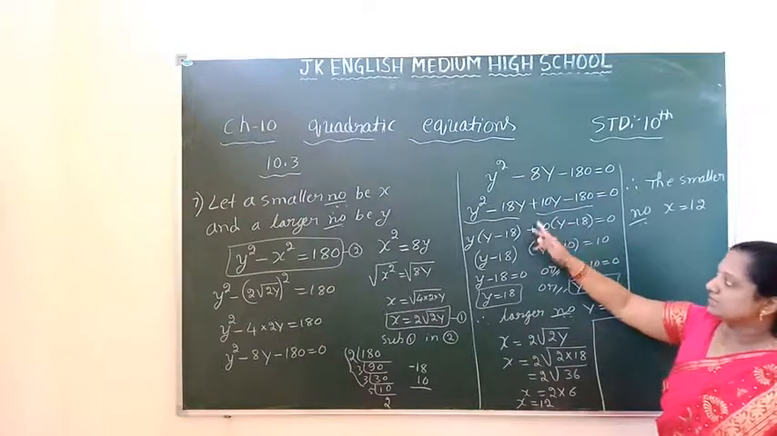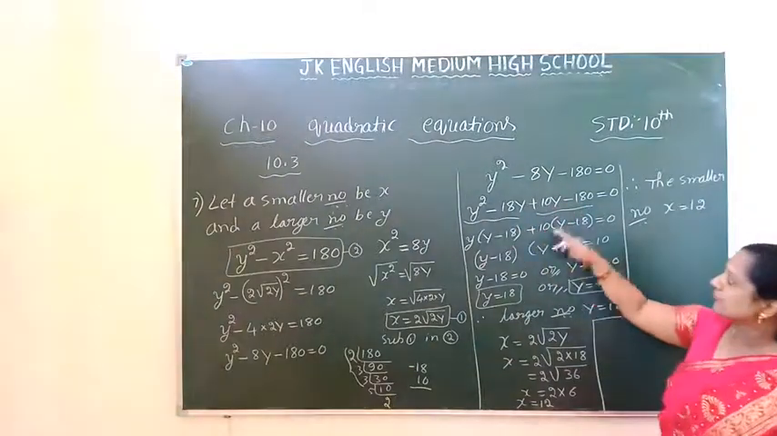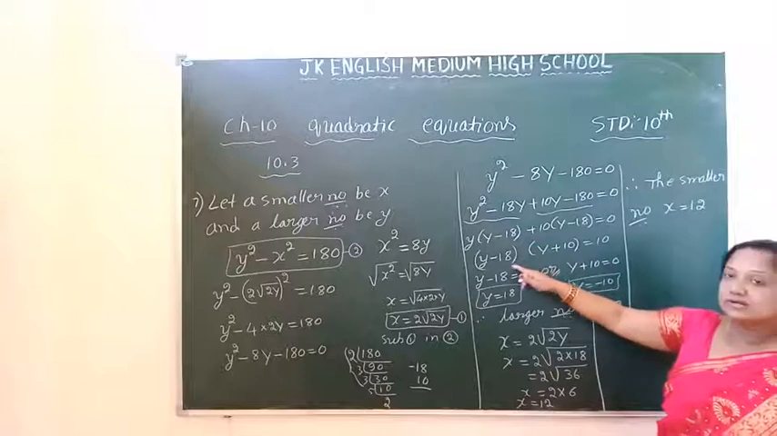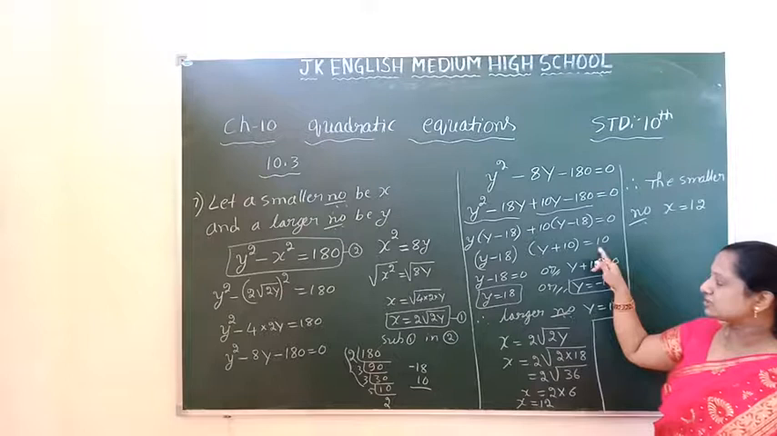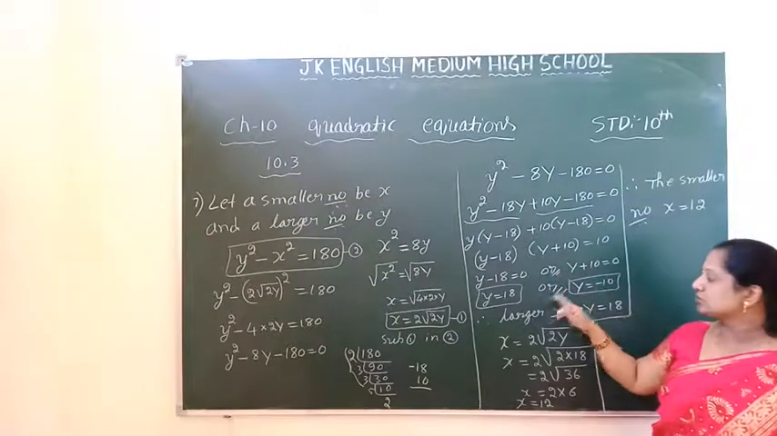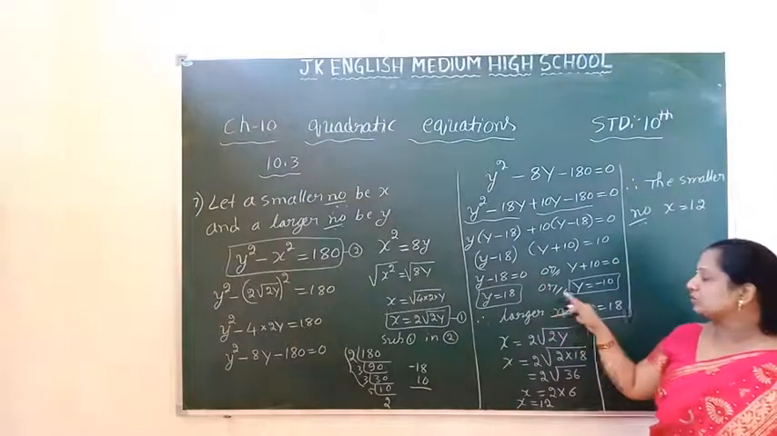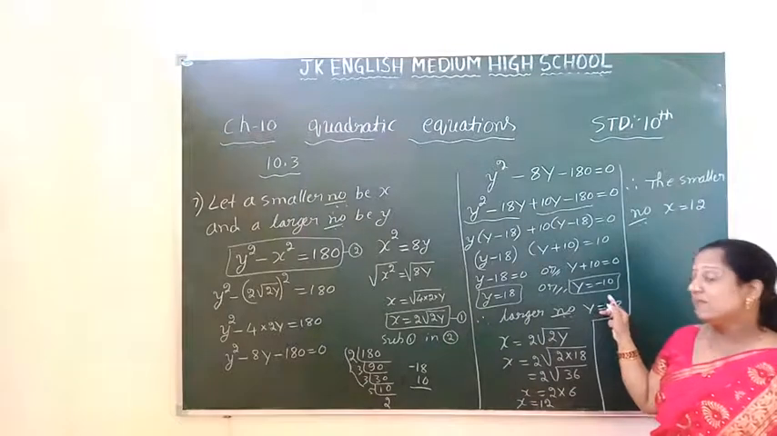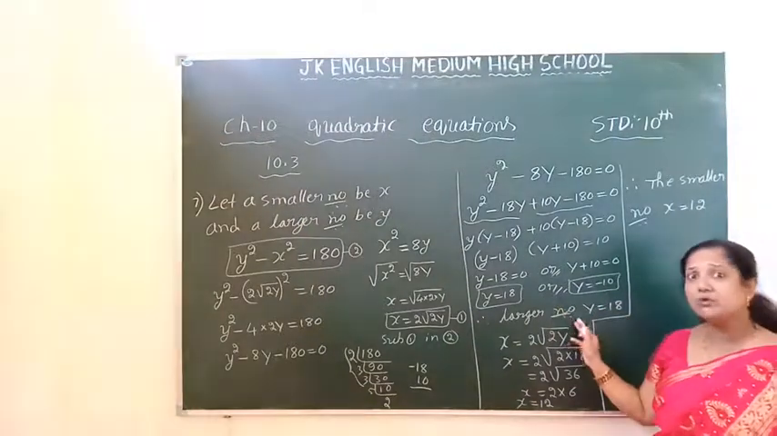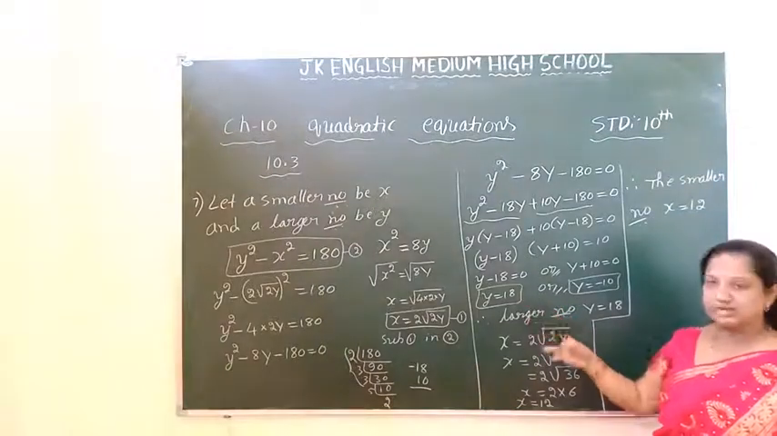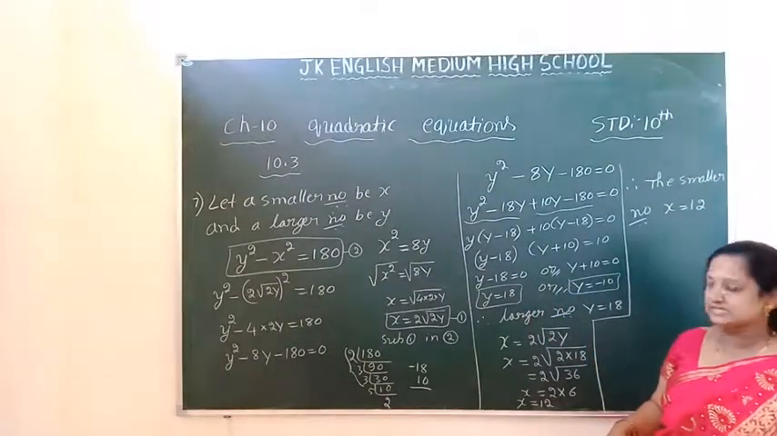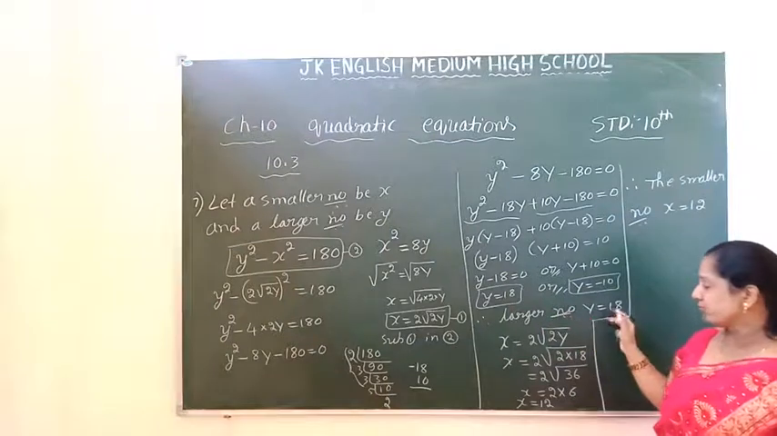Then group the two terms and take the common factor, and you will get two factors: (y minus 18)(y plus 10) is equal to 0. Equating to 0, you are going to get y is equal to 18 and y is equal to minus 10. Y means I have taken the larger number, so I will take the positive value.